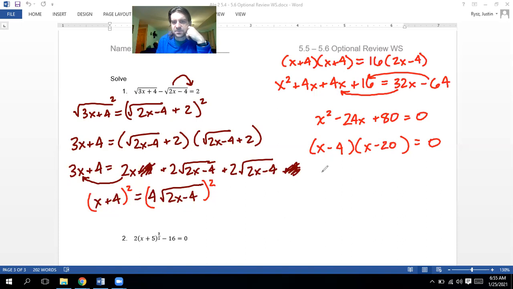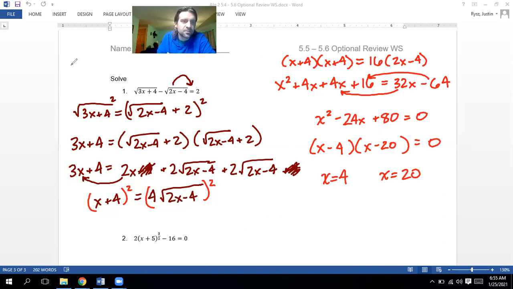And so that means if we solve both of those, x would equal positive 4 and x would equal positive 20. Now remember, we need to plug them both back in to see which one works. And both of these are fairly nice numbers. So one might work, one might not. Both might work, both might not. We're going to find out. So let's plug in 4.